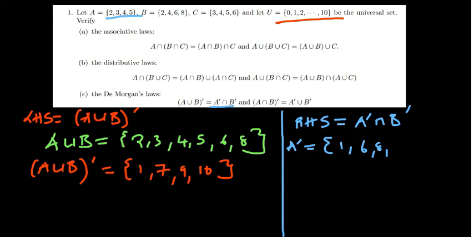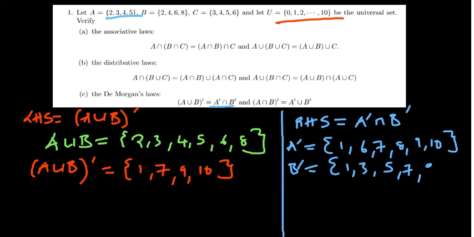Do we have 7 there? No. Why have I said 8? I'd have skipped 7. 6 7 8 9 10. And then B complement. I'll exclude the B elements. So in B we have got 2 4 6 8. So 1 is missing, 3 is missing, 5 is missing, 7 is missing, 9 is missing, 10 is missing.